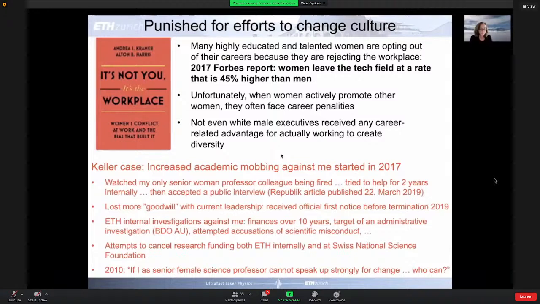And as you remember, when I started my directorship in 2010, and in my viewpoint article, I wrote in 2011, if I, as a senior female science professor, cannot speak up strongly for change, who can? I still want to ask that question. If this all would have happened in the middle of my career, it pretty much would have killed my career.